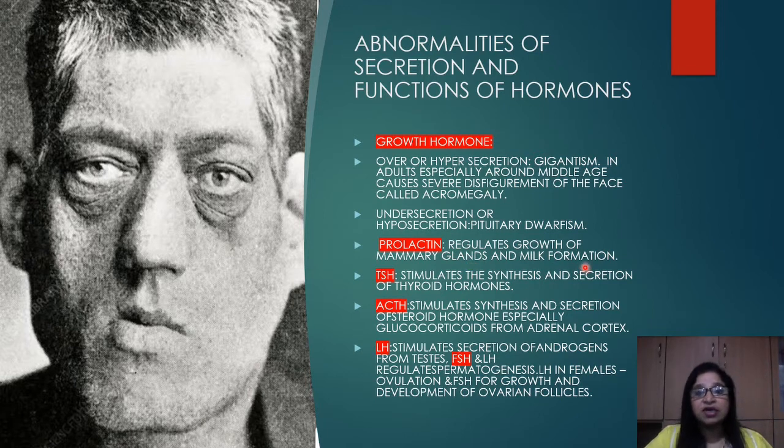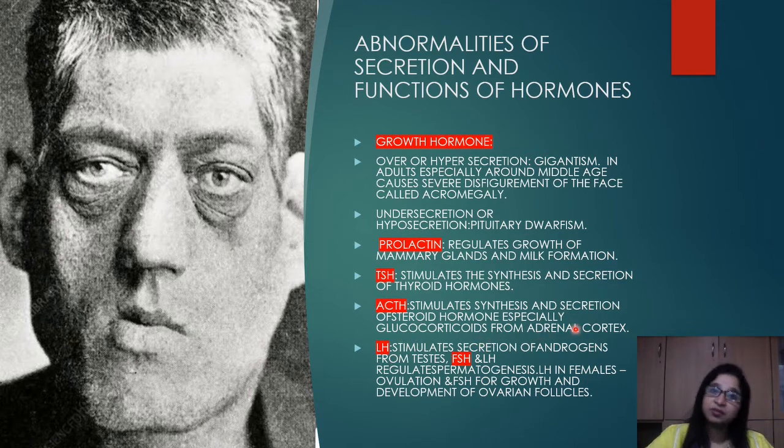So if there is hyper or hyposecretion of prolactin, milk formation will be severely affected. Next, we'll talk about TSH, that is the thyroid stimulating hormone. It stimulates the synthesis and secretion of thyroid hormones T3 and T4. ACTH, or adrenocorticotropic hormone, stimulates the synthesis and secretion of steroid hormones, especially glucocorticoids from the adrenal cortex.